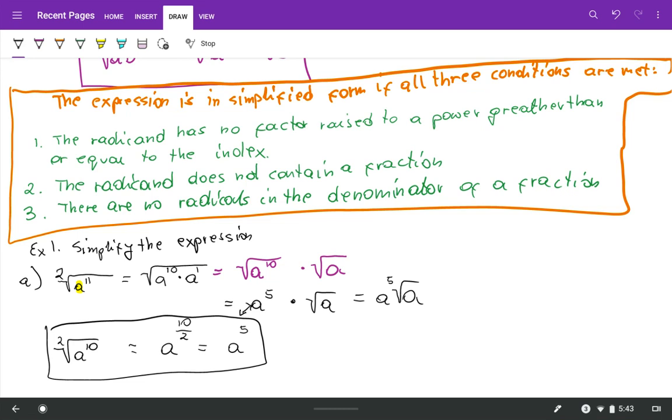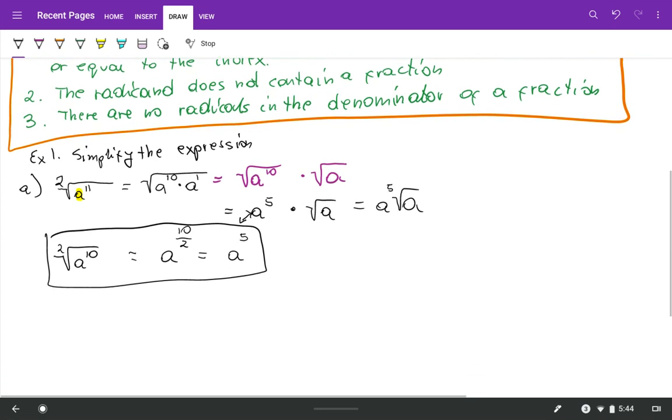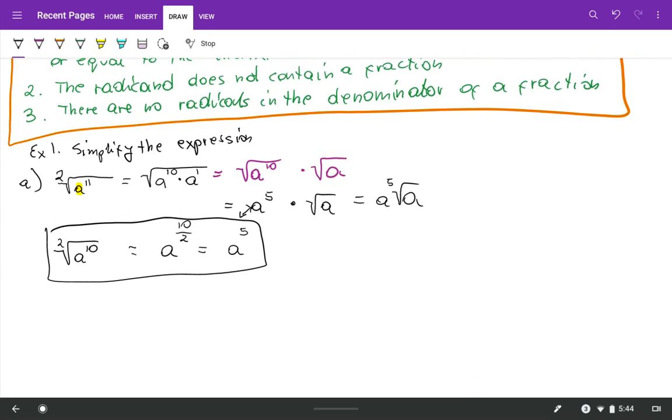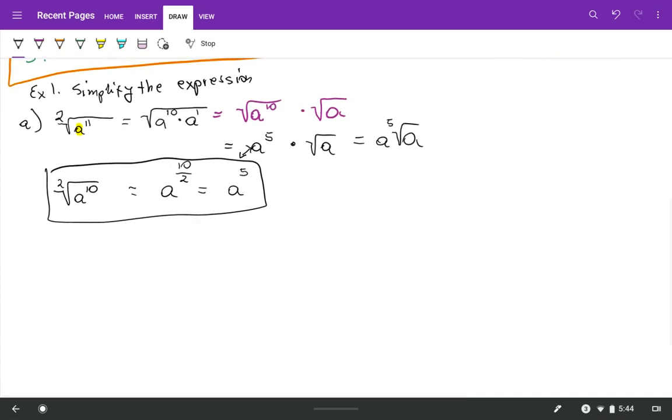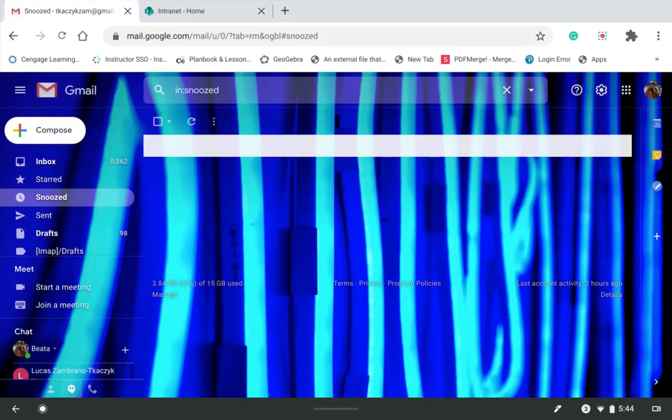Okay, so we can practice more simplifying radicals. Maybe we can simplify a little more advanced problems. I'm trying to find something better for you guys. Okay, let's do B. More examples.